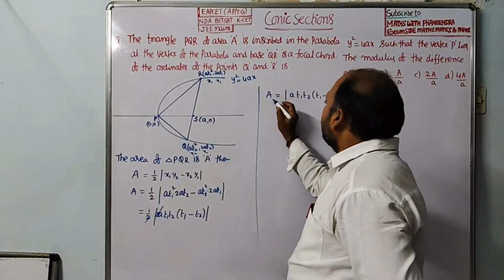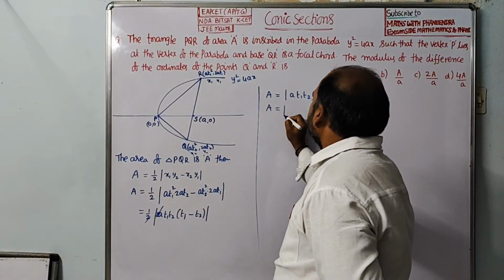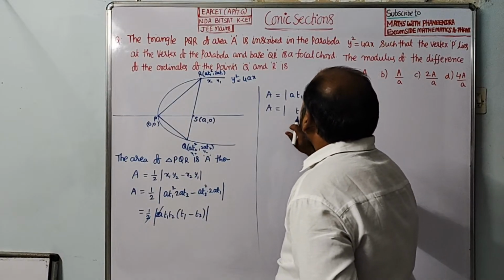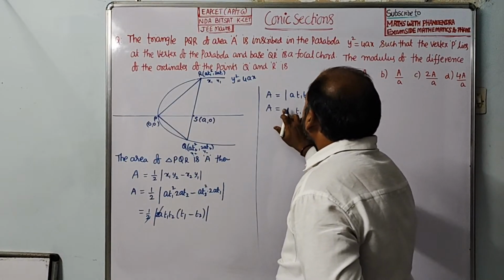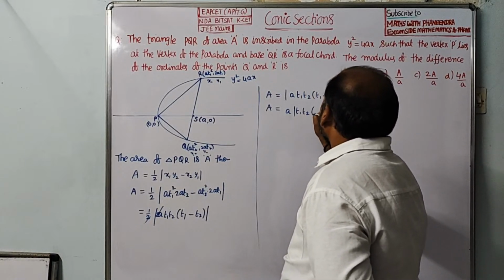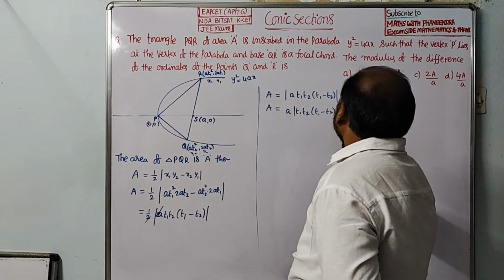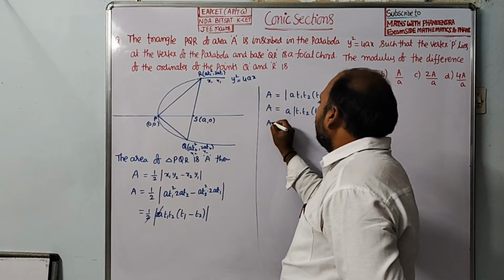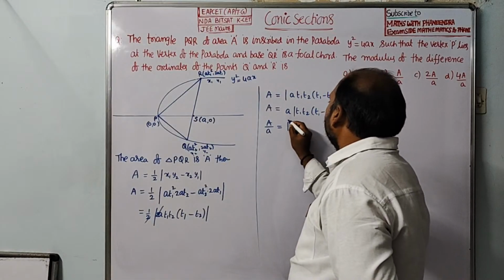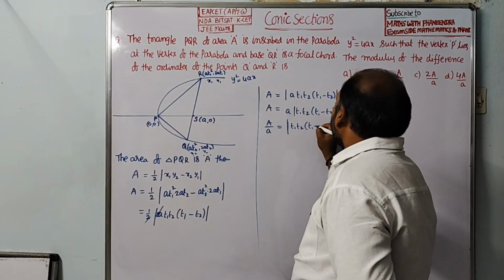So A is constant, bring outside, capital A equal to mod A into T1, sorry, T1 T2 into T1 minus T2. So A bring this side, capital A by A equal to mod T1 T2 into T1 minus T2.